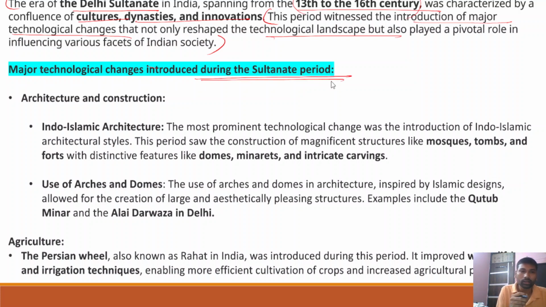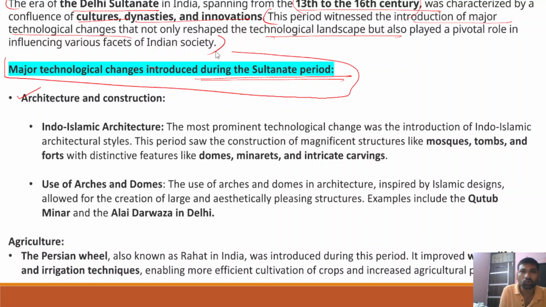Right. Major technological changes introduced during the Sultanate period. First and foremost is architecture. Write a side heading and keep it in a box. Just keep this in a box. The first technological change introduced during the Sultanate period is architecture and construction. Indo-Islamic architecture was one of the most prominent of the Delhi Sultanate period. The most prominent technological change was the introduction of Indo-Islamic architectural styles.